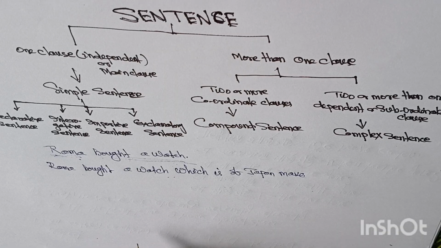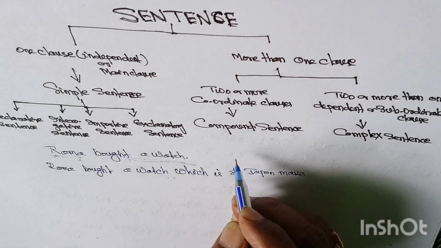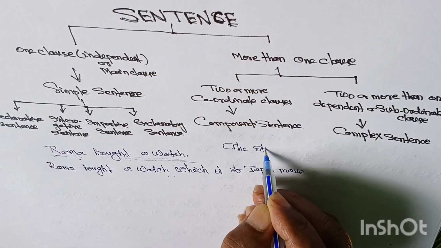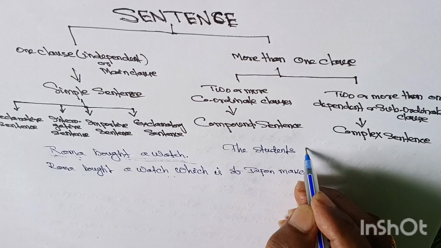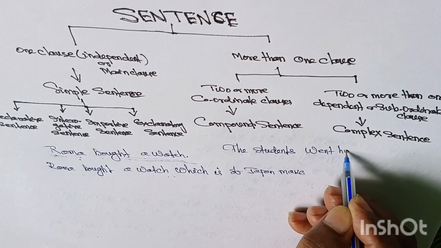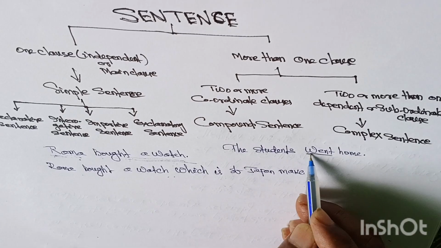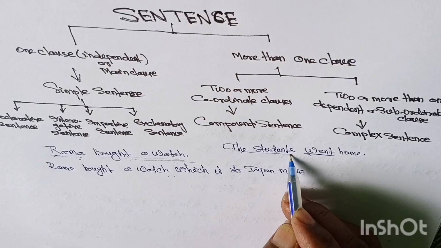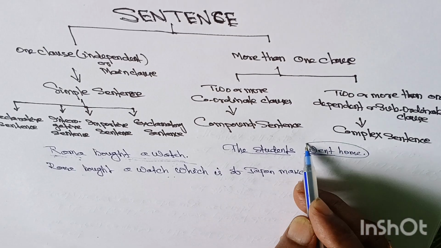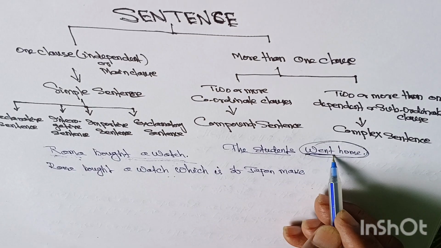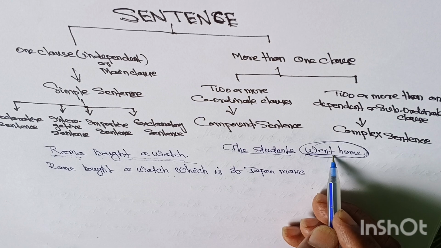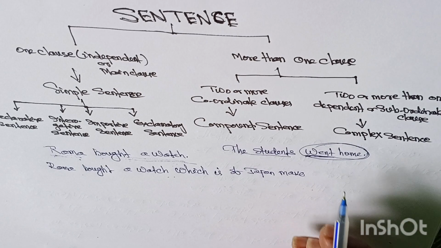Similarly, another example: students went home. It is a simple sentence. In that sentence, students is the subject, and went home is the predicate. In the predicate part, went is the finite verb. Similarly, in other sentences, you also have to identify which is the finite verb, which is the subject, and which is the predicate.